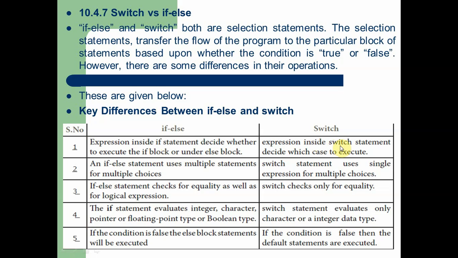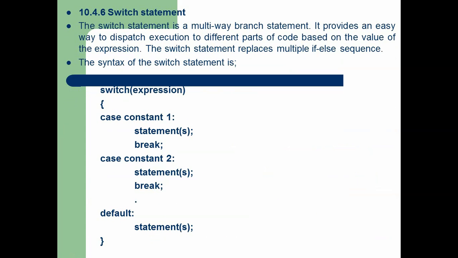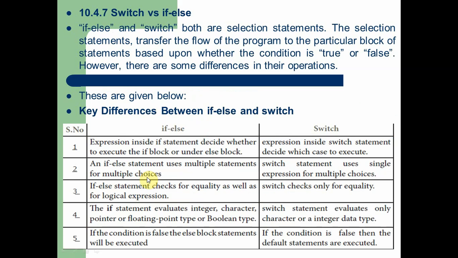But in switch, the expression inside the switch statement decides which case to execute. It means there is no true block, there is no false block, there are case blocks. There is a series of cases in a switch, so you can set any number of cases. There is no restriction for that. Any one of the cases executes, and the others are skipped or ignored.